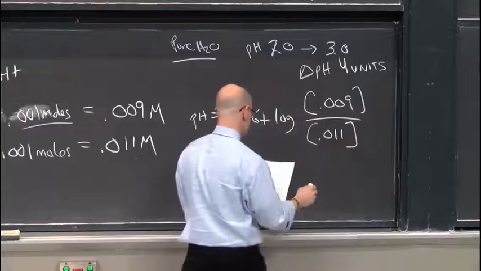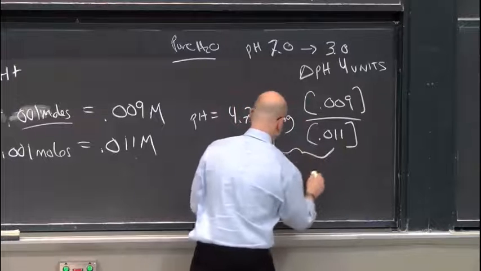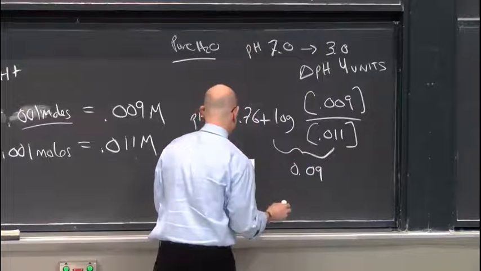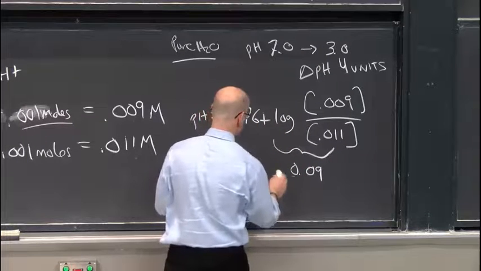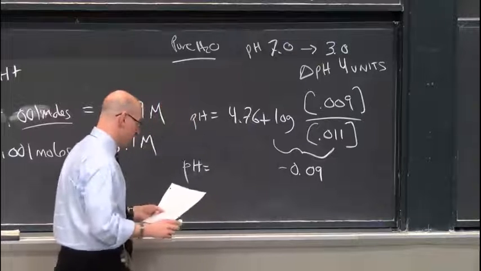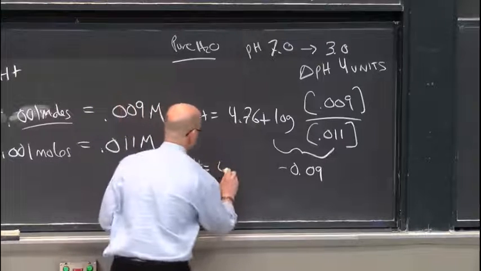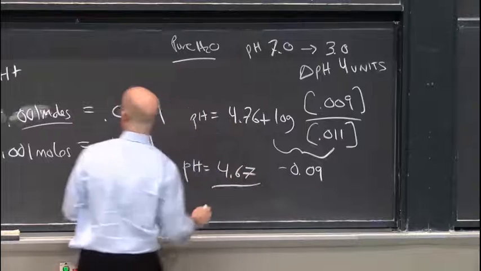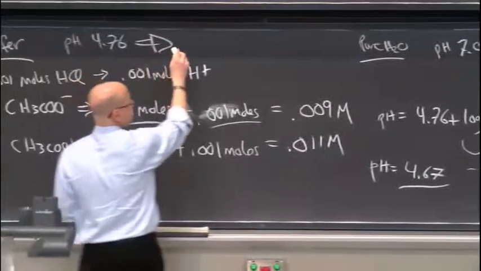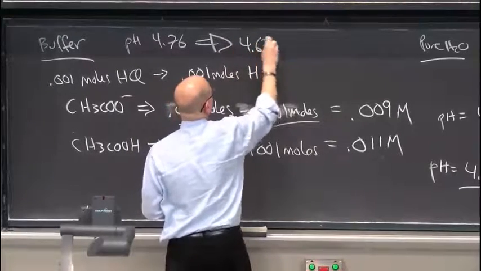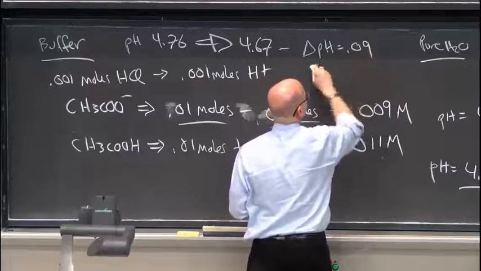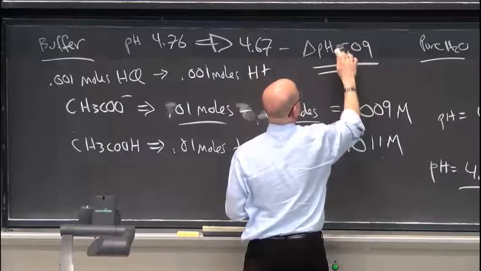And this number, if you calculate the logarithm of this, works out to be 0.09. Okay? And so, sorry, it becomes minus 0.09. And so our new pH is 4.76 minus 0.09, or 4.67. So what happened? Our buffer started out at 4.76, and it ended up at 4.67. We had a change in pH of minus 0.09.